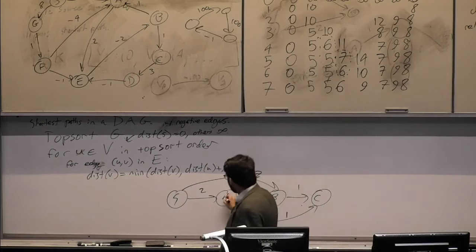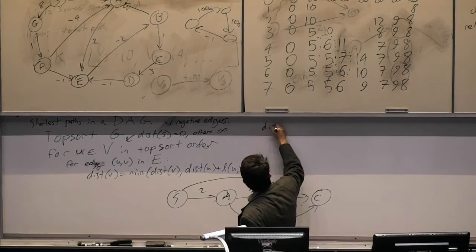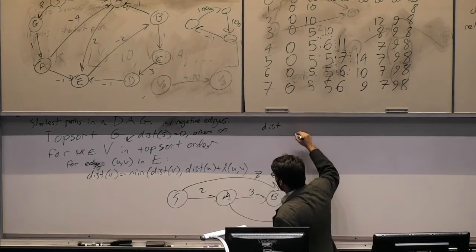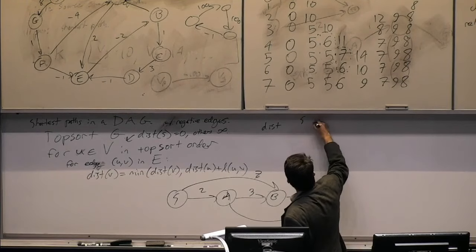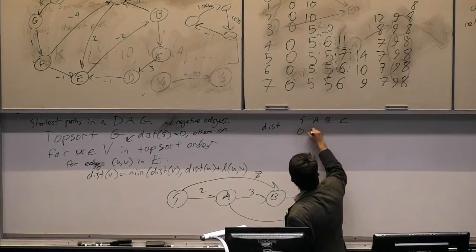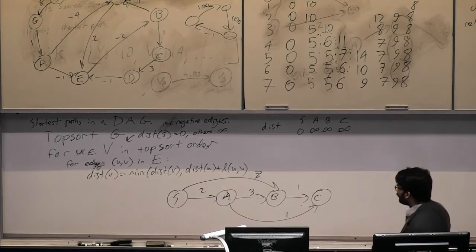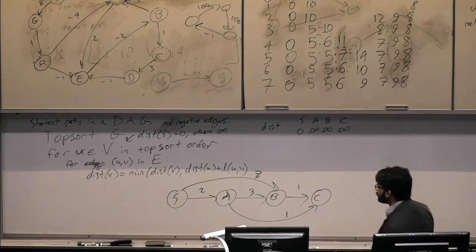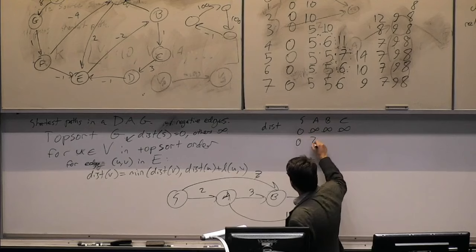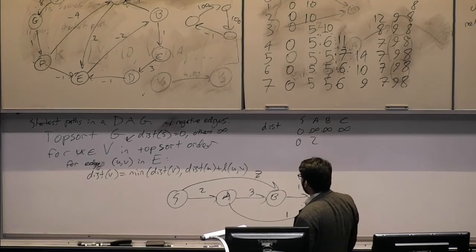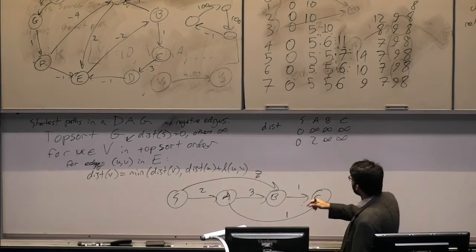So what's the shortest path to S? We'll say dist values of S, A, B, and C are 0, infinity, infinity, infinity. And then for each one, we're going to update its outgoing edges. The outgoing edges of S are going to update A, so this is going to be 0, 2, infinity, infinity. Excuse me, it's going to update B as well to be 7.